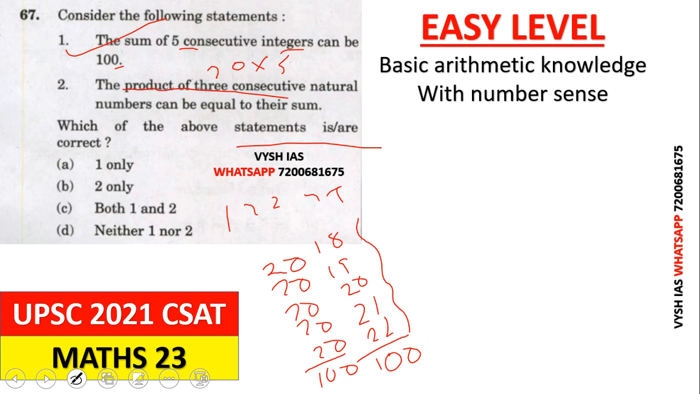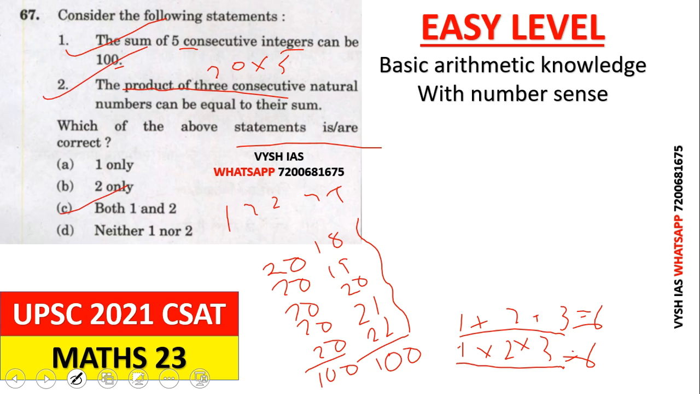Now product of 3 consecutive natural numbers can be equal to their sum. That simply take the first 3 numbers itself. 1 plus 2 plus 3, 6. 1 into 2 into 3, 6. So the product of 3 consecutive natural numbers can be equal to their sum also. So this is also true. So answer is both 1 and 2.